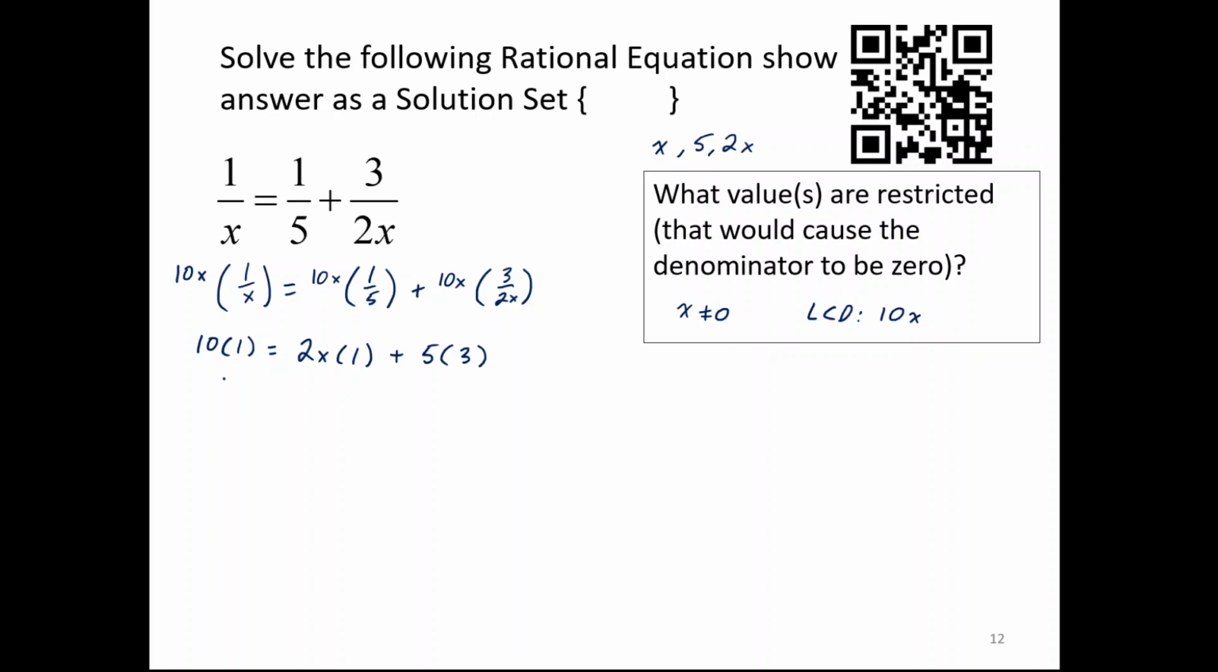We can multiply those out and say that this is going to be 10 equals 2x plus 15. And from that equation, we can subtract 15 from both sides to see that negative 5 equals 2x. And if we divide by 2 on both sides, we see that x equals negative 5 over 2. As a solution set, that would be an open brace, negative 5 over 2, and a closed brace.